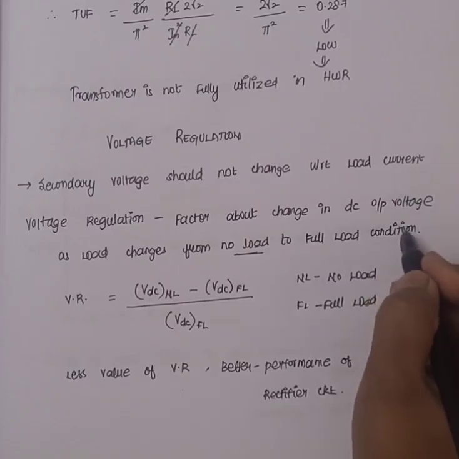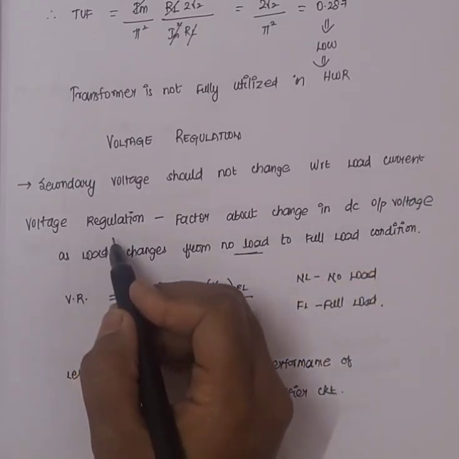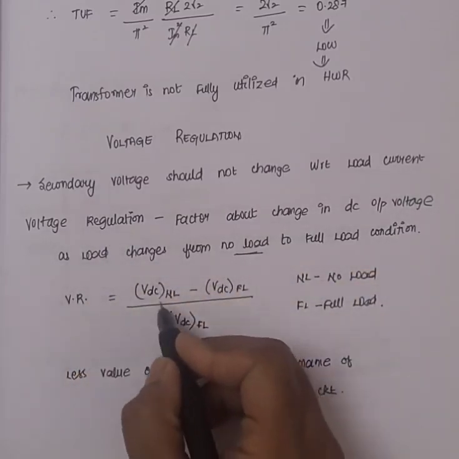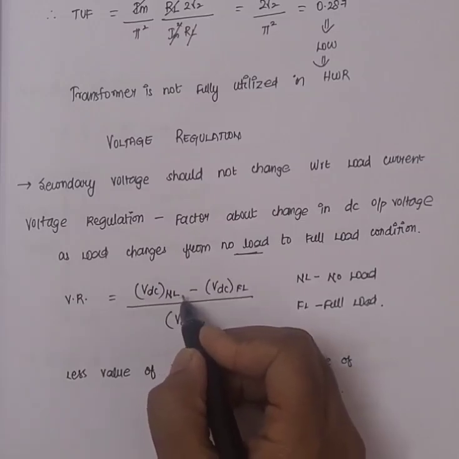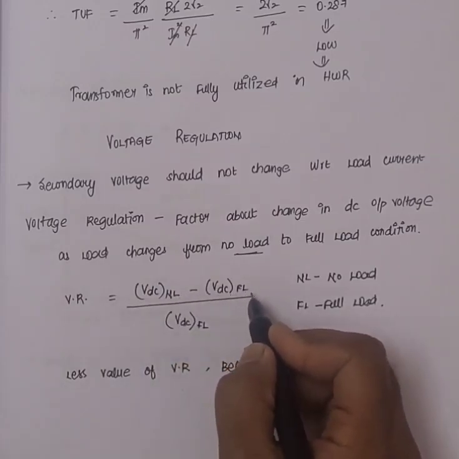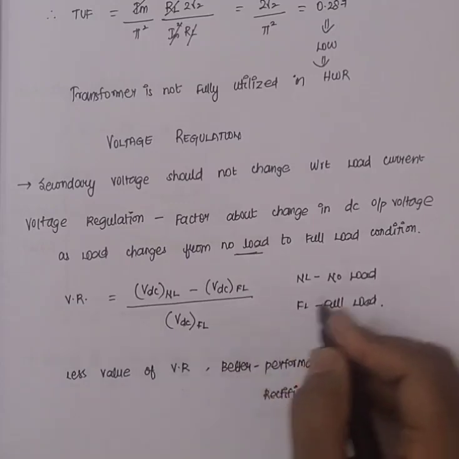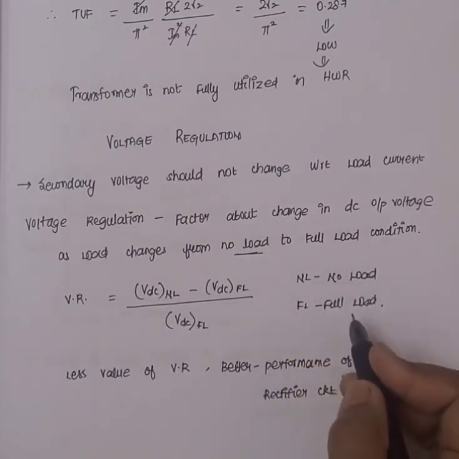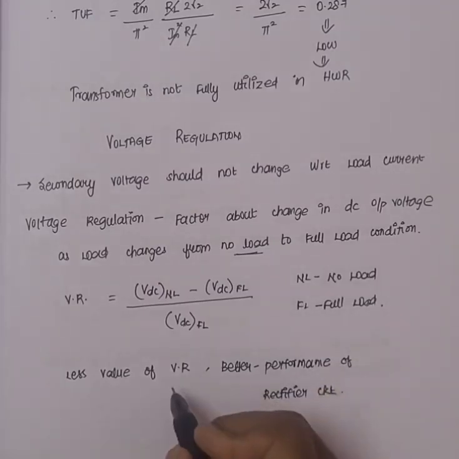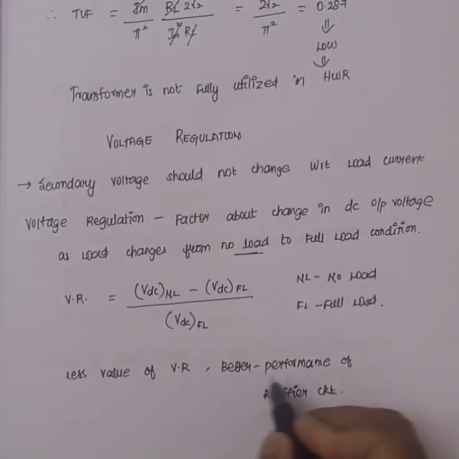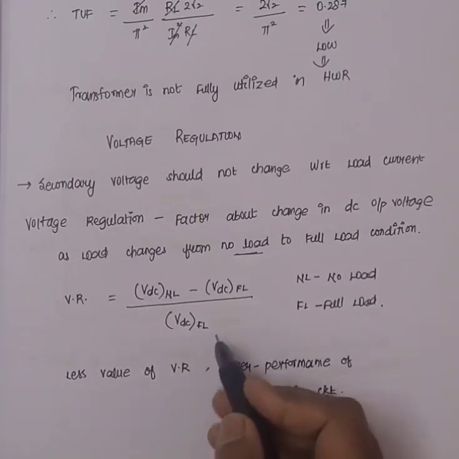This ratio is defined as the voltage regulation, which is nothing but VDC under no load condition minus VDC under full load condition, divided by VDC under full load condition. NL represents no load and FL represents full load. The lesser the value of voltage regulation, the better the performance of the rectifier circuit. So this is the formula for voltage regulation.